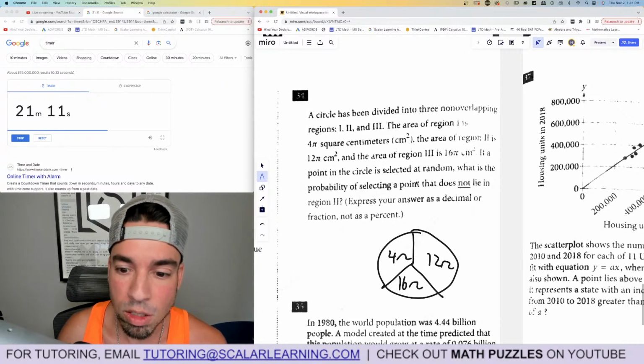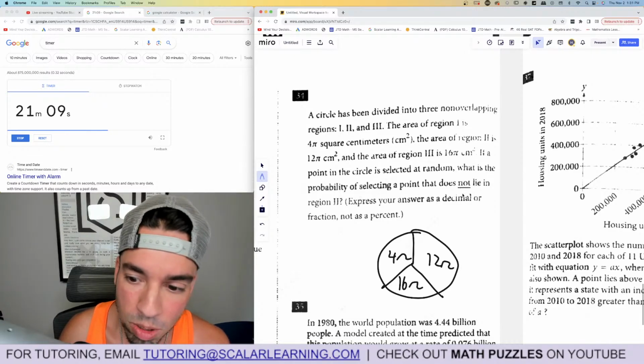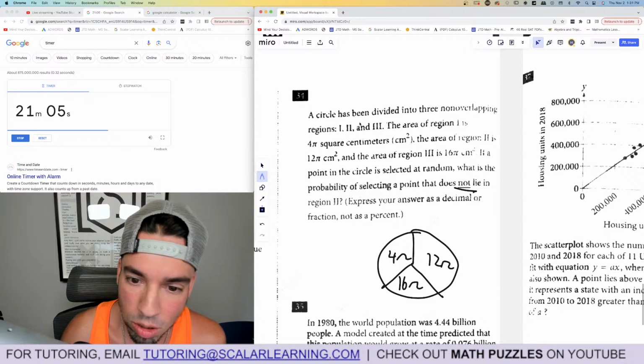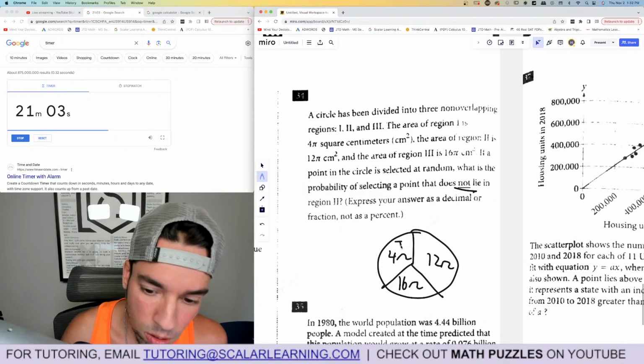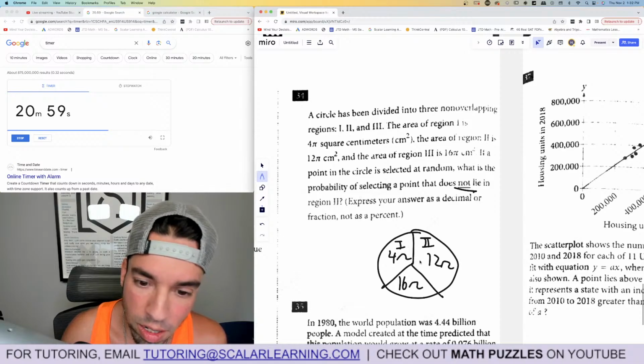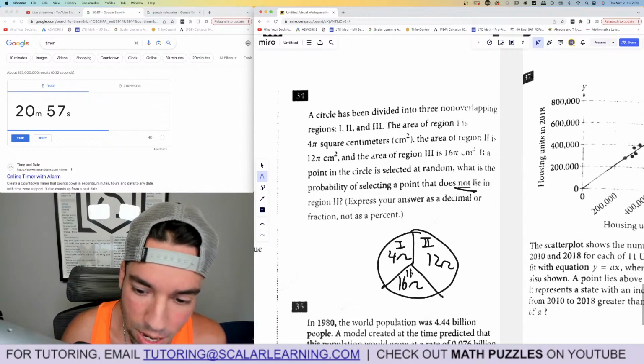If a point in the circle is selected at random, what is the probability of selecting a point that does not lie in region 2? Hold on, I didn't mark this correctly. So this is 1. Region 2 is this one, and region 3 is this one. So not region 2 is 1 or 3.